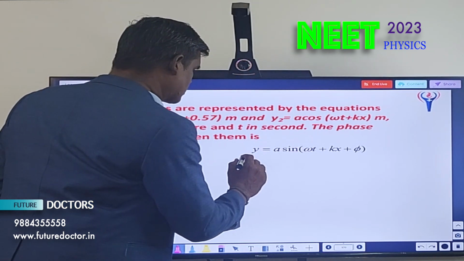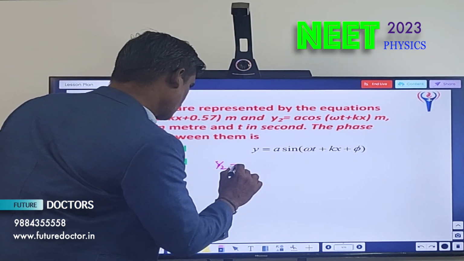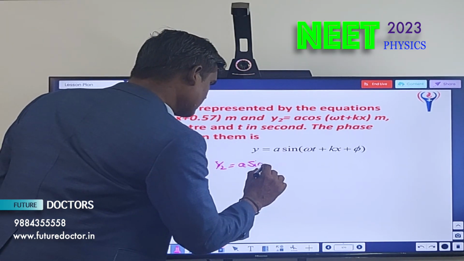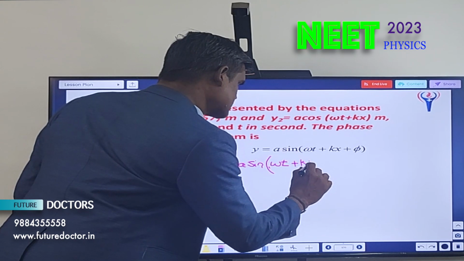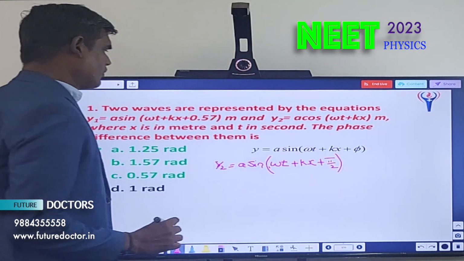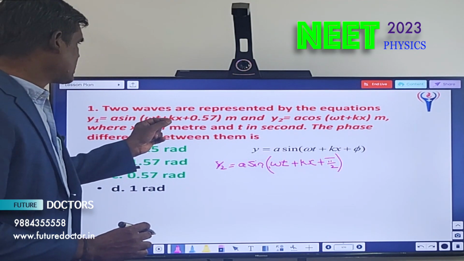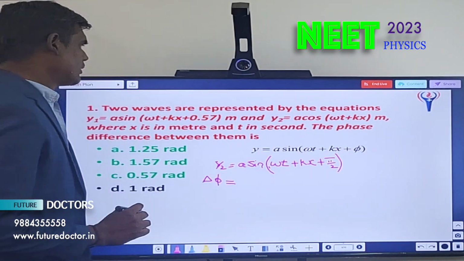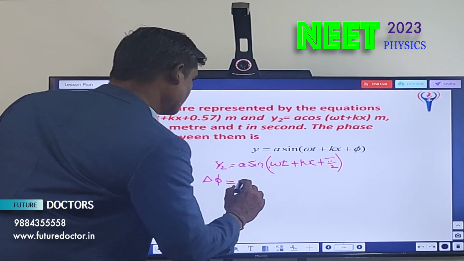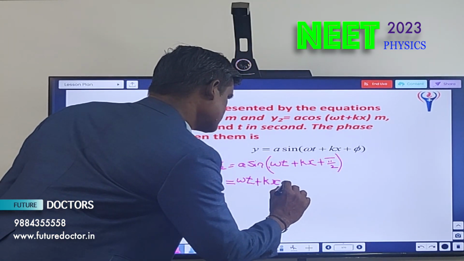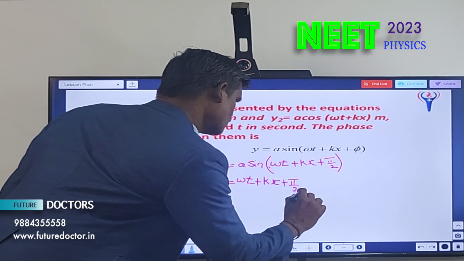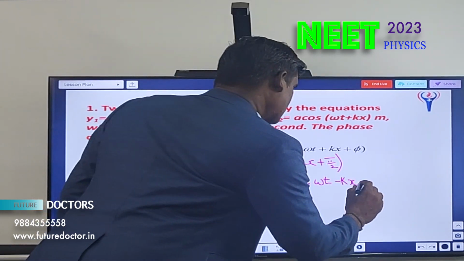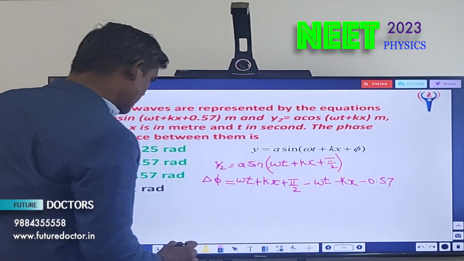Then y2 equal to a cos, convert to sine, means a sin(omega t plus kx plus pi by 2). Okay, and y1 is omega t plus kx plus 0.57. Then phase difference is del phi equal to omega t plus kx plus pi by 2 minus omega t minus kx minus 0.57. Now cancel the things.